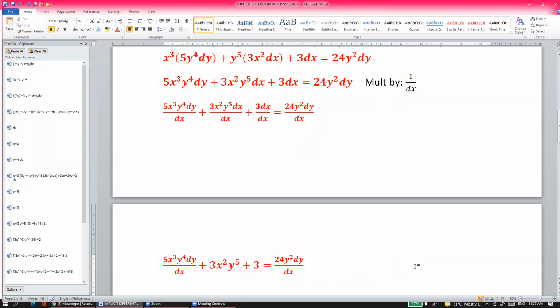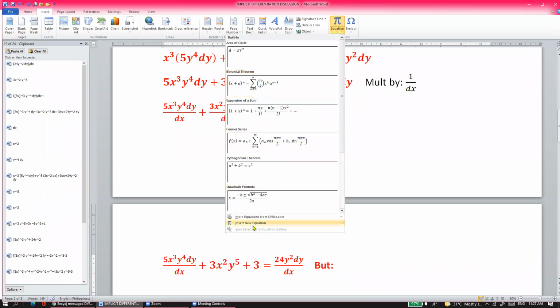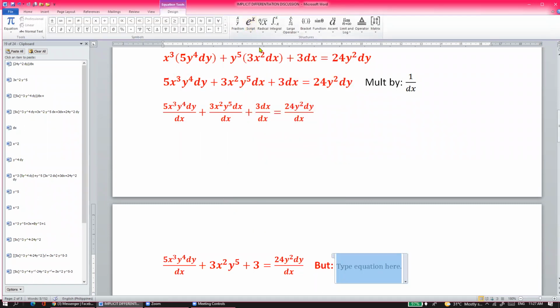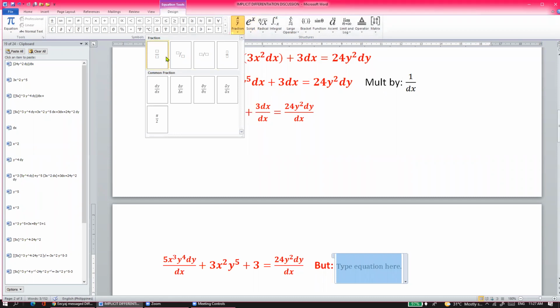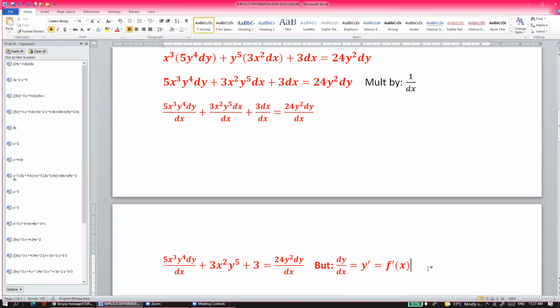Yes, sir. But, look at this, no? Always remember that dy over dx is also y prime. Okay, type ko na siya para klaro. But, dy over dx is also y prime. And it is also f prime of x. Magkakamukha lang yung tatlong yan.